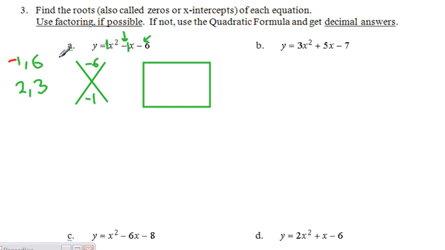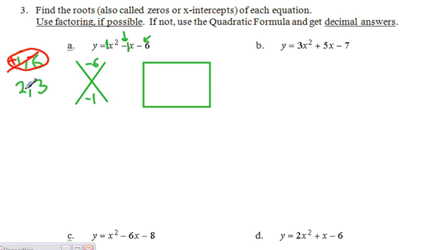We want to make sure that even though -1 times 6 does equal -6, this combination should add up to the bottom number. But -1 plus 6 doesn't add to -1. So let's try switching the sign around. That'd be positive and negative. That still multiplies to -6, but if you add 1 plus -6, you get -5, not -1. So this combination is not going to work for us.